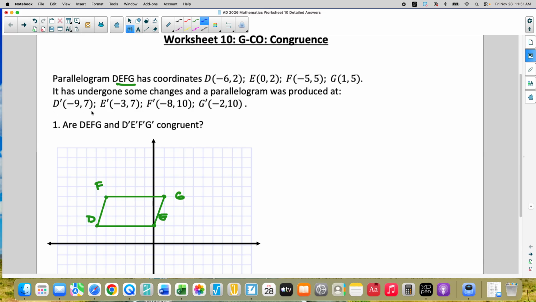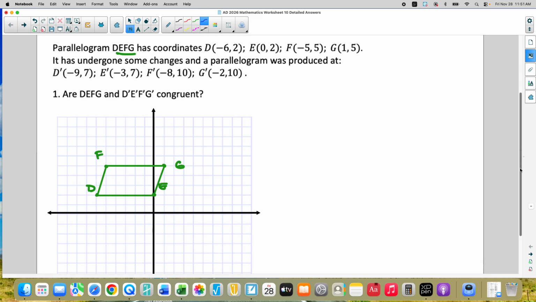All right, now our new object is going to be negative 9, 7, 1, 2, 3, 4, 5, 6, 7. That is going to be D. E is negative 3, 7, negative 3, and at that same altitude. That is E prime, D prime. F prime is going to be negative 8, 10. So that's there. That is going to be F prime. And G prime is going to be negative 2, 10. So that is G prime.